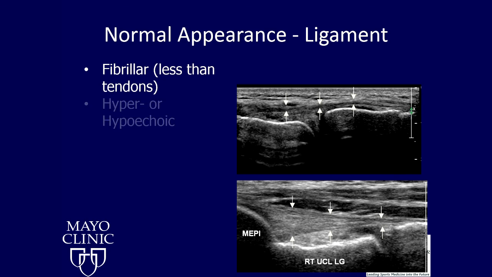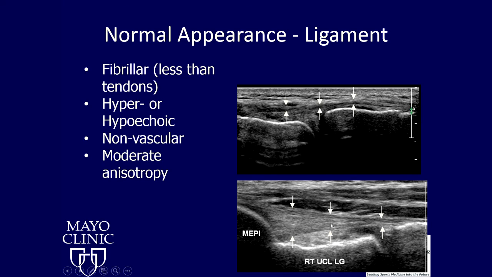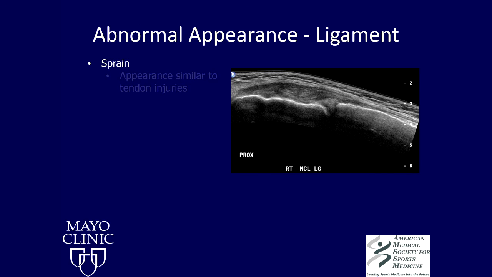Ligaments are fibrillar, similar to a tendon, but not quite as fibrillar as a tendon. They can be hyper or hypoechoic, and it just depends on where they are relative to other structures. So this is the medial collateral ligament, and you can see how that's hypoechoic, whereas the ulnar collateral ligament to the elbow is hyperechoic. They are, again, non-vascular as far as being able to image vascularity, and they have moderate susceptibility to anisotropy. They connect bone to bone.